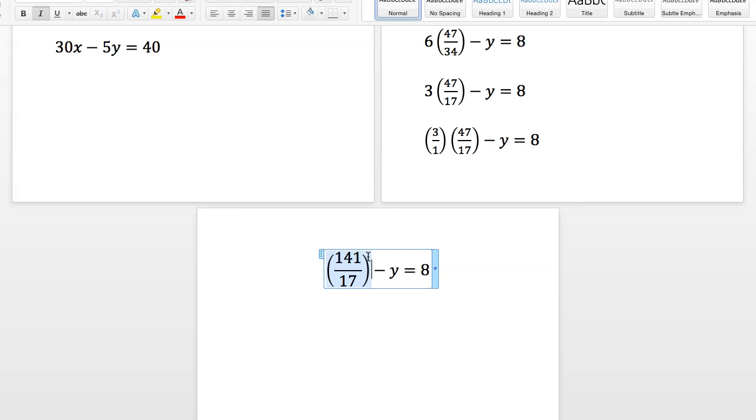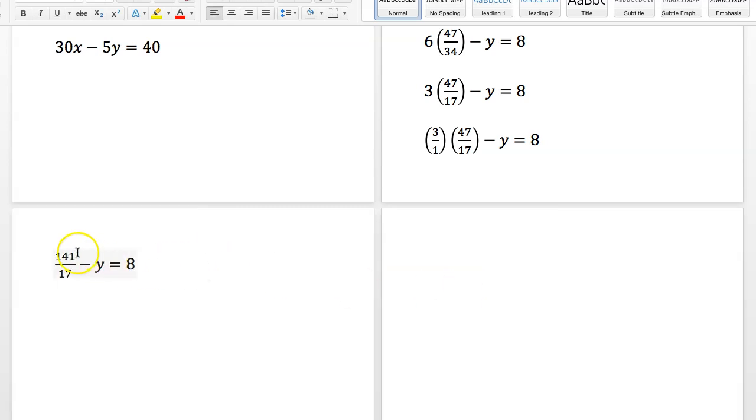And I can get rid of these parentheses, they are now kind of foolish. So 141 over 17. Now I'm going to do what I call the Benedict Arnold, if any of you are history people. Now, negative y, if you jump the equal sign, you change negativity.